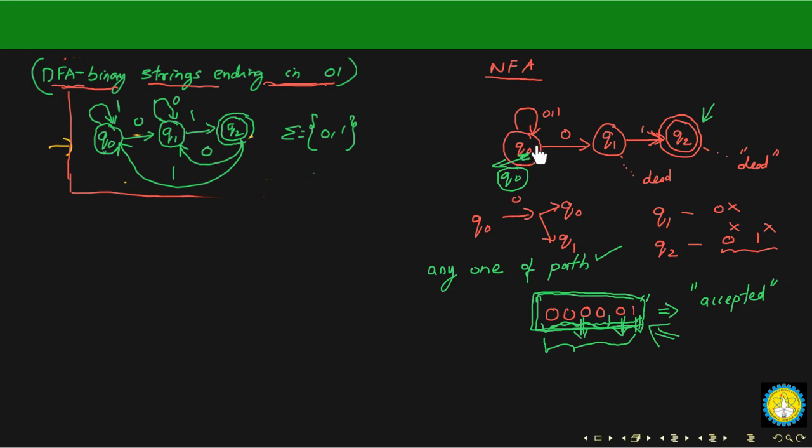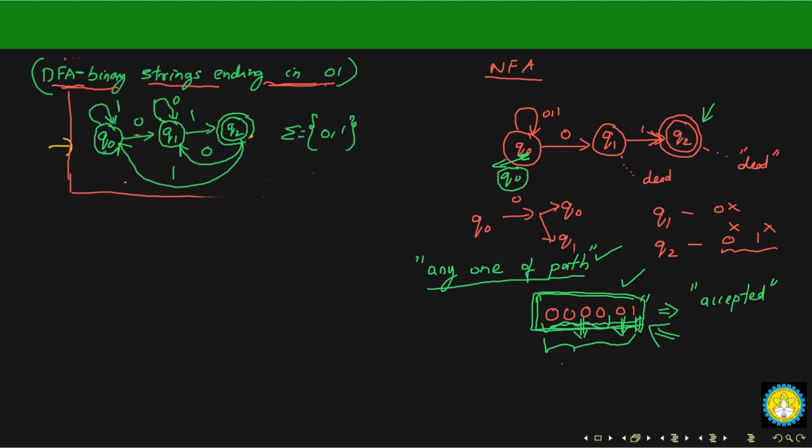So I am at Q1. Then I see a 1, so then I am at the final state. The condition is that you should have any one path. So if I take that decision, then I have a path for reaching Q2, and hence this particular string is said to be accepted.